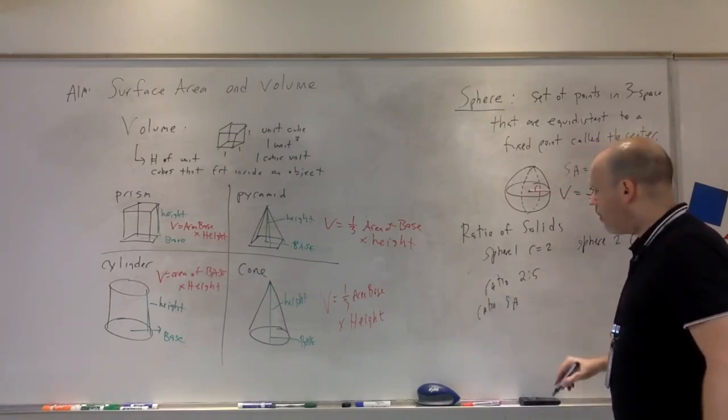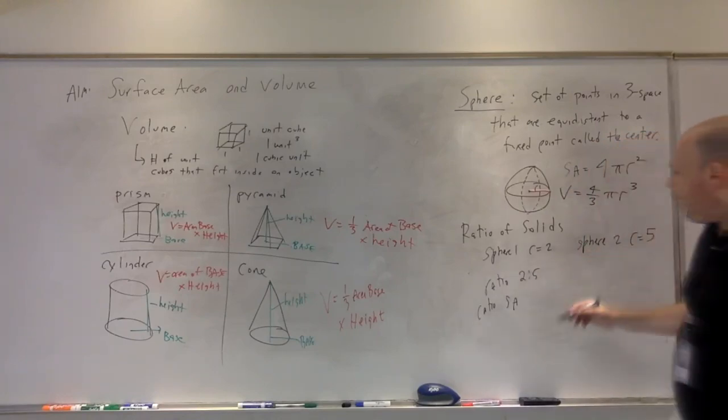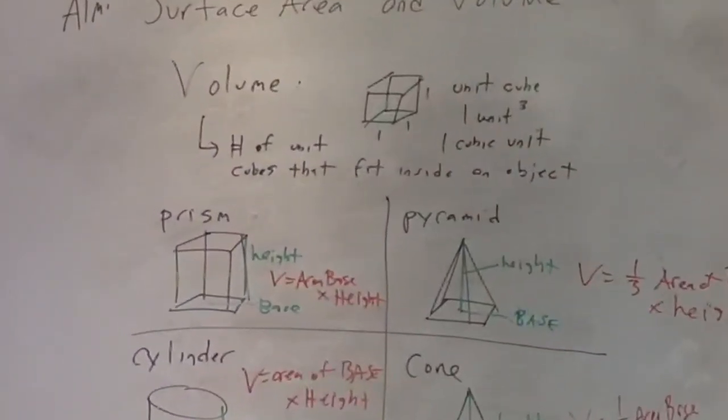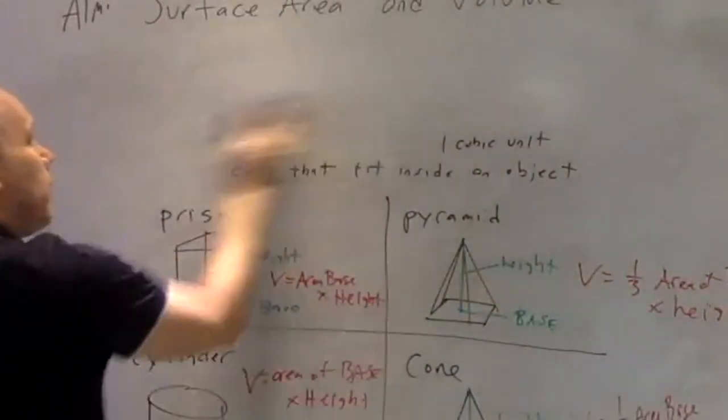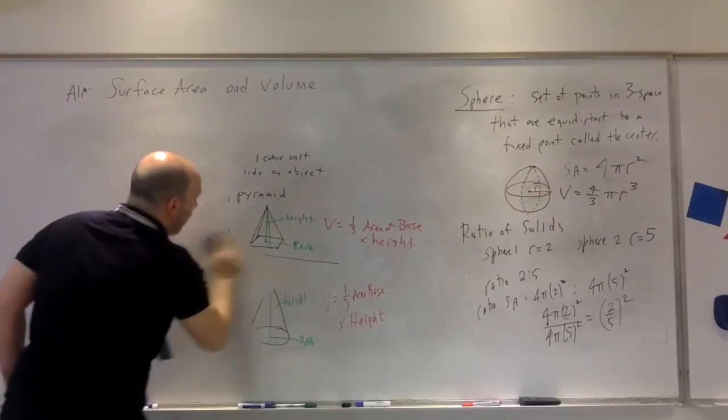Well, what's the ratio of surface area? Well, this is kind of interesting. Let's figure this out. We have 4 pi 2 squared compared to 4 pi 5 squared. So if we made a fraction, we would see the ratio is 2 squared over 5 squared. And then the last thing we're interested in is what happens to the volumes. How does it affect the volume?